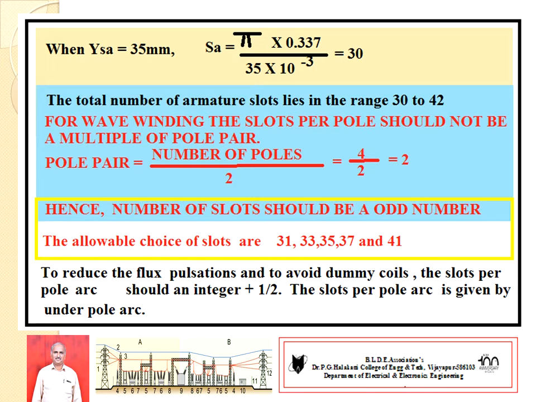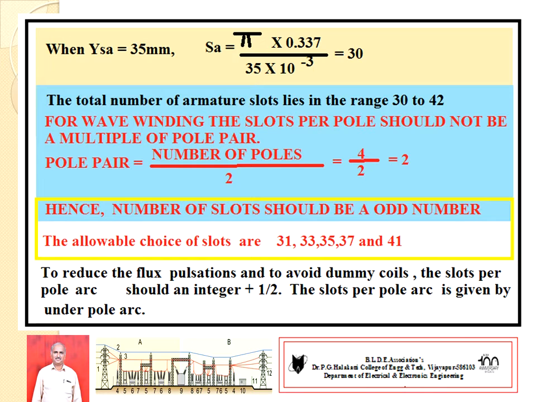Now, we have selected wave winding. For wave winding, the slots per pole should not be a multiple of pole pair. Clearly understand, sir, this point is very important. In previous lap winding, it should be a multiple of pole pair, but in wave winding, the slots per pole should not be a multiple of pole pair. Hence, we have to select odd numbers.